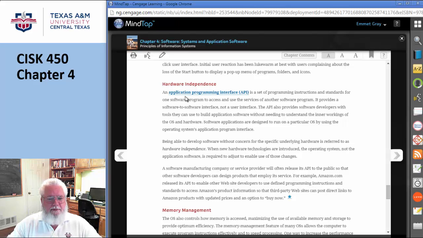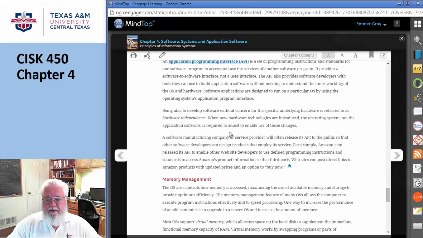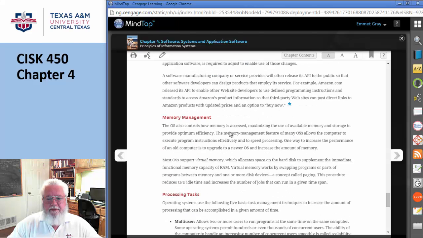Okay. And it's done through, you've probably heard this term API, Application Programming Interface. And as long as you adhere to the API, then your program will continue to run. Okay. The next thing to talk about is tasks, processing tasks. Memory management, that's pretty straightforward.